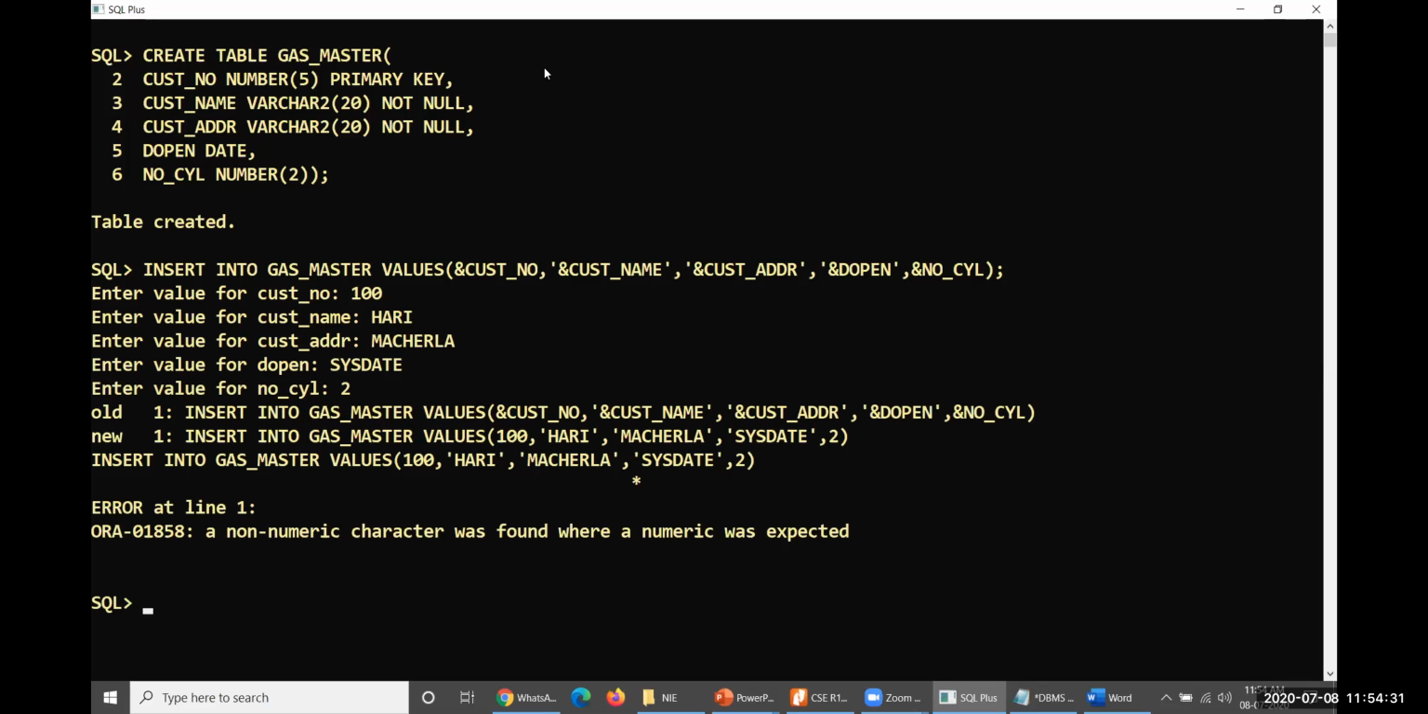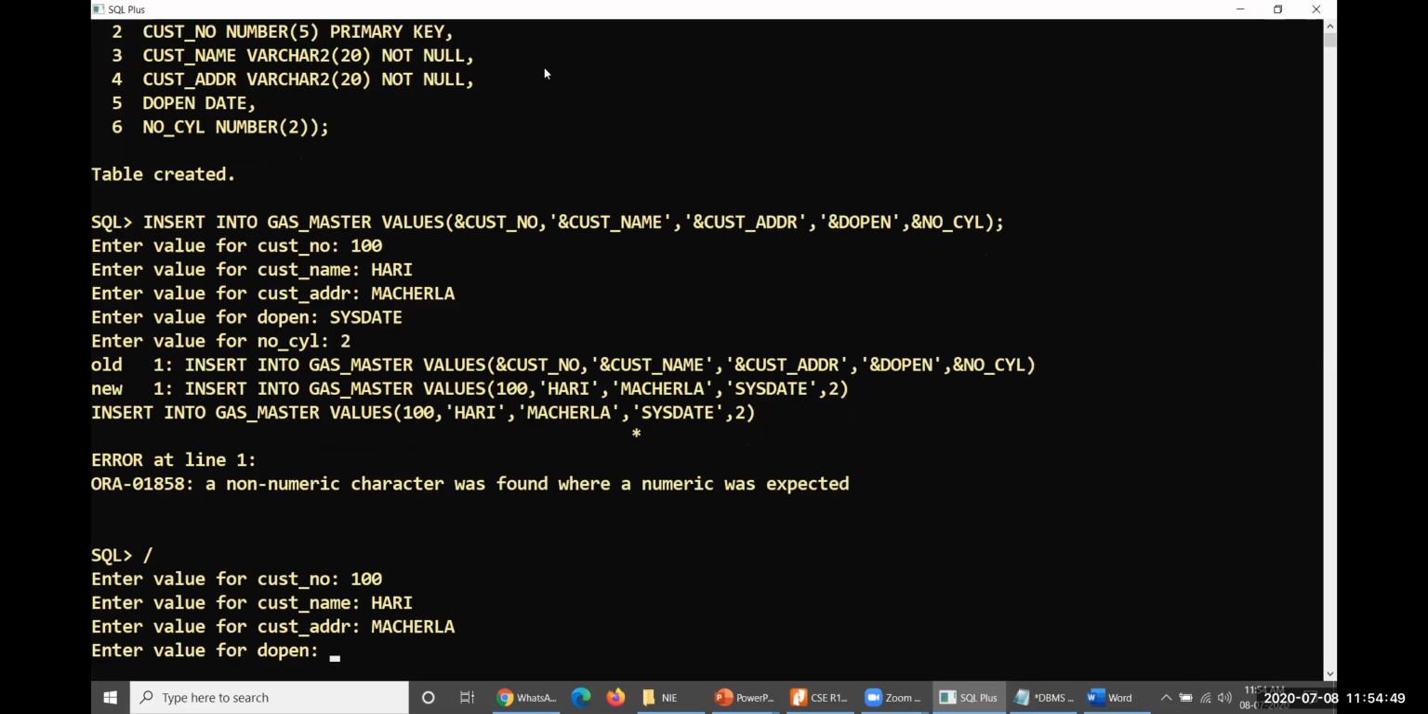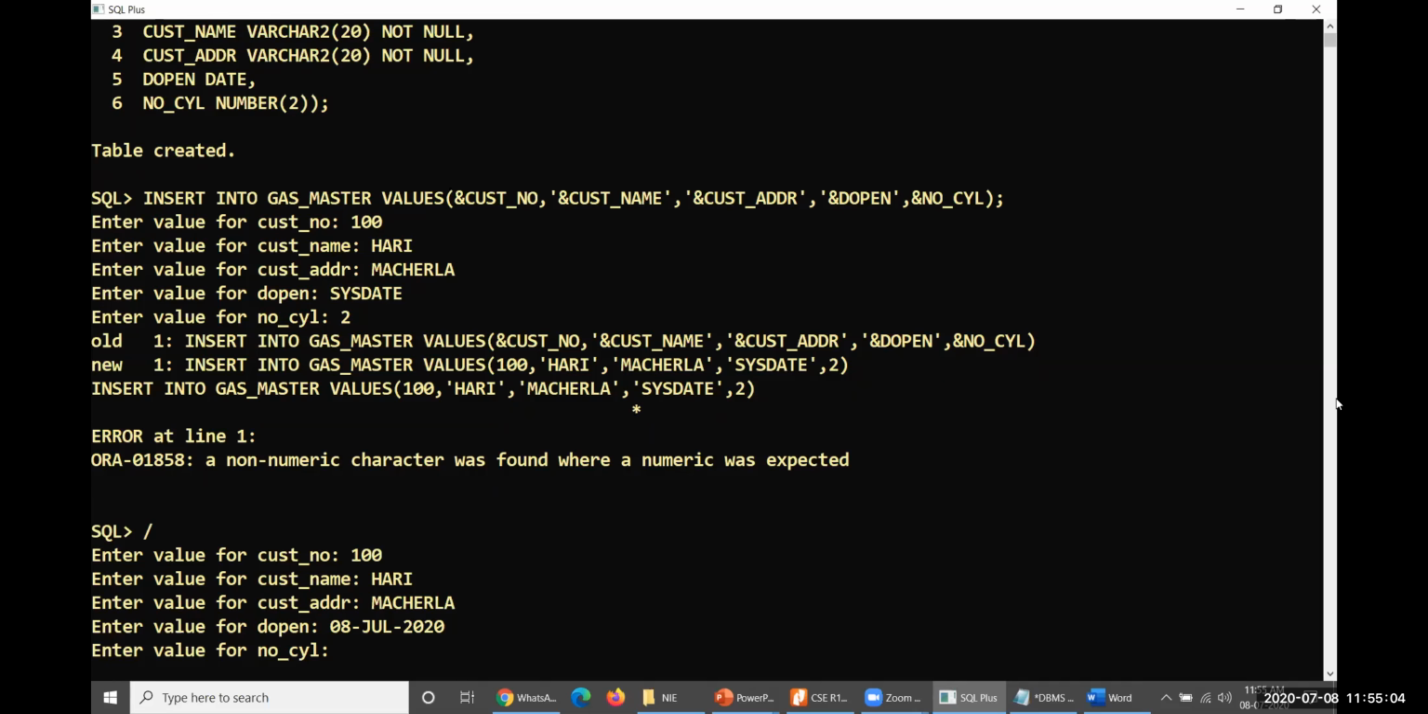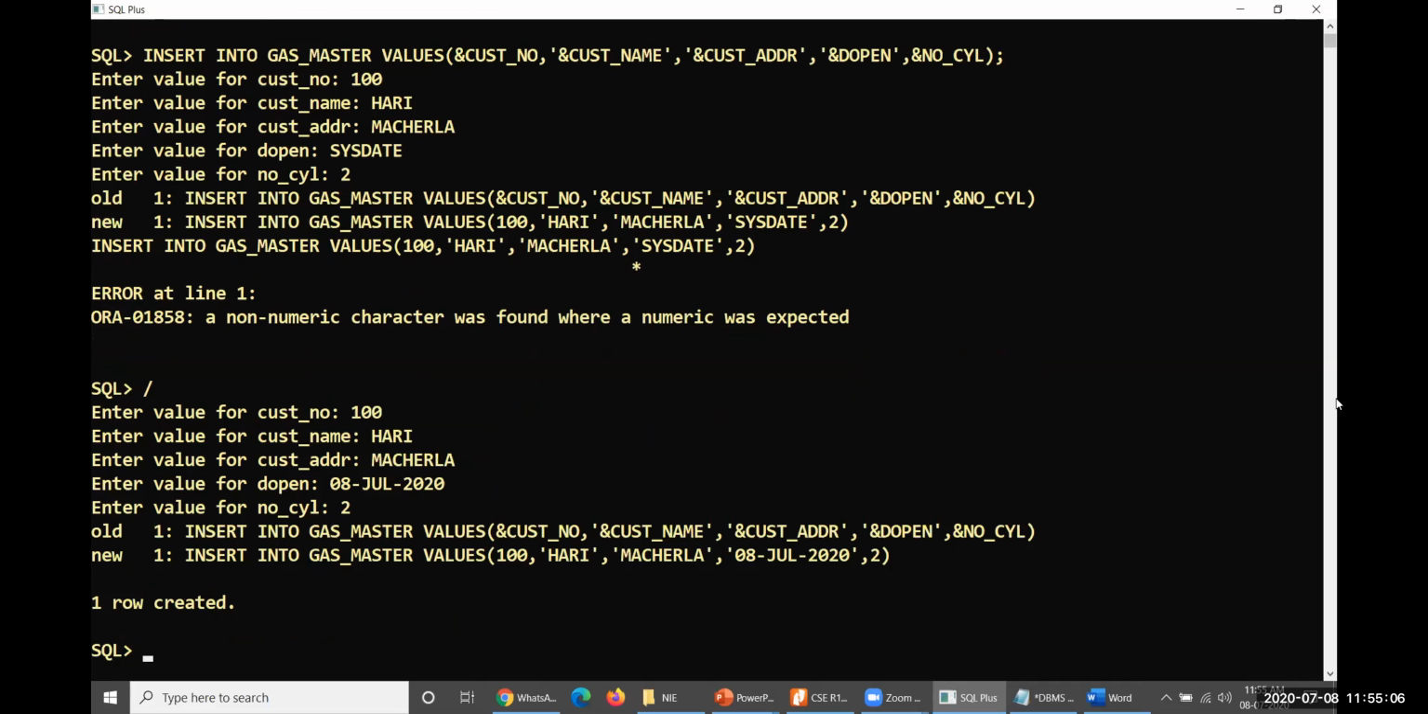Okay, I'm sorry. There was a small mistake. Let me execute one more time. System date could not be taken into consideration over there. 100, so Hari, followed by Macharla. Today the date will be 08, 7 in the sense JUL, 2020, and followed by number of cylinders. Yes, one row has been created.